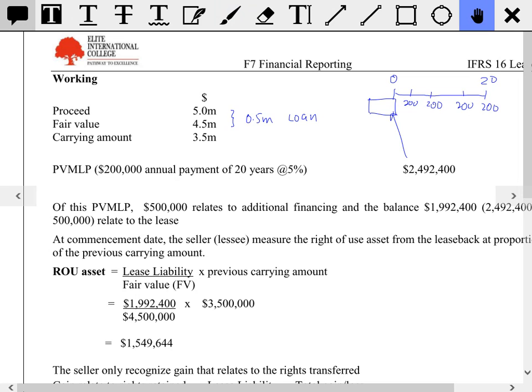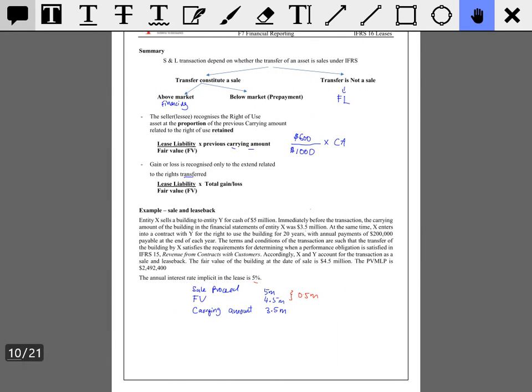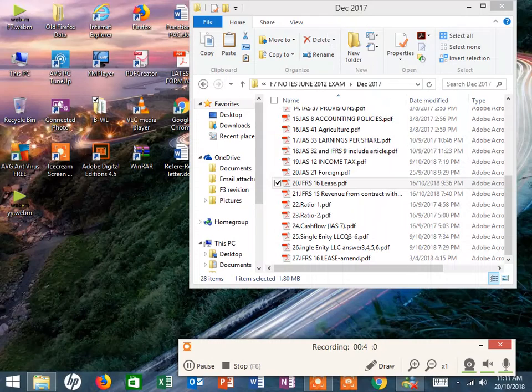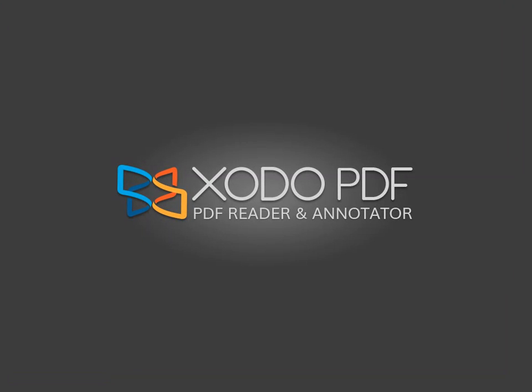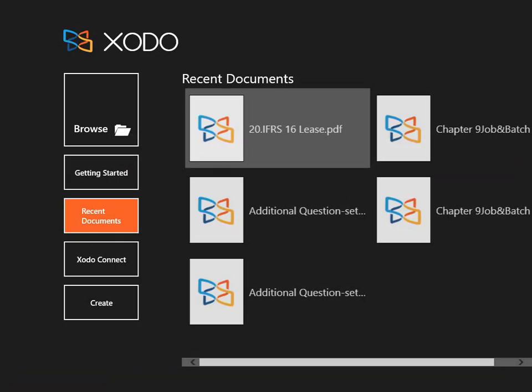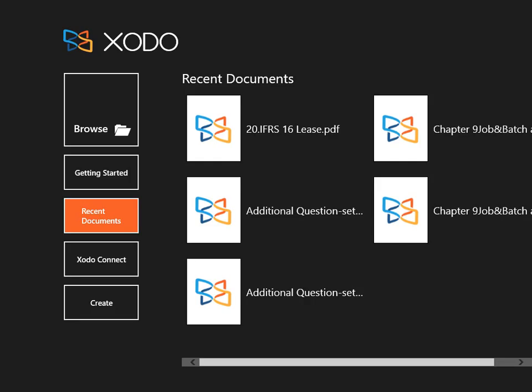So this is the present value. I'm going to recognize asset. I'm going to recognize liability. I sell how much? 5 million. The fair value is 4.5. But when I lease back, it's only 2 million plus. Okay. So I need to calculate the percentage now.